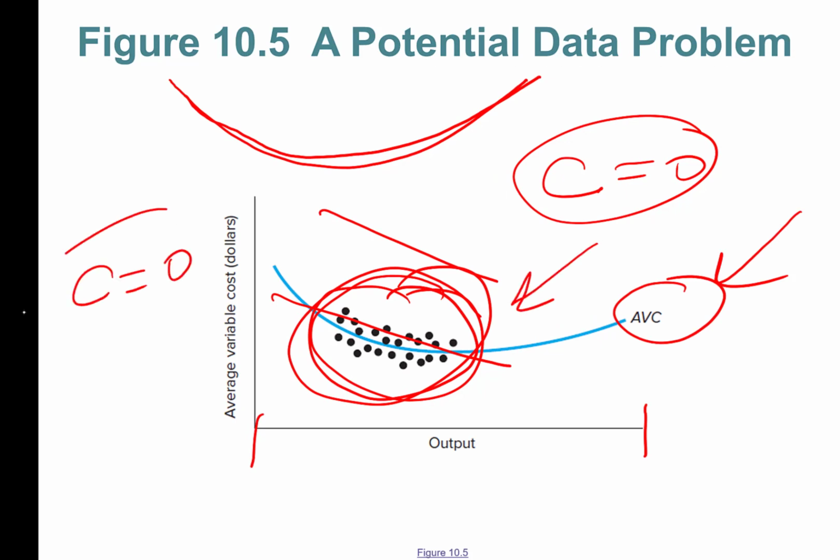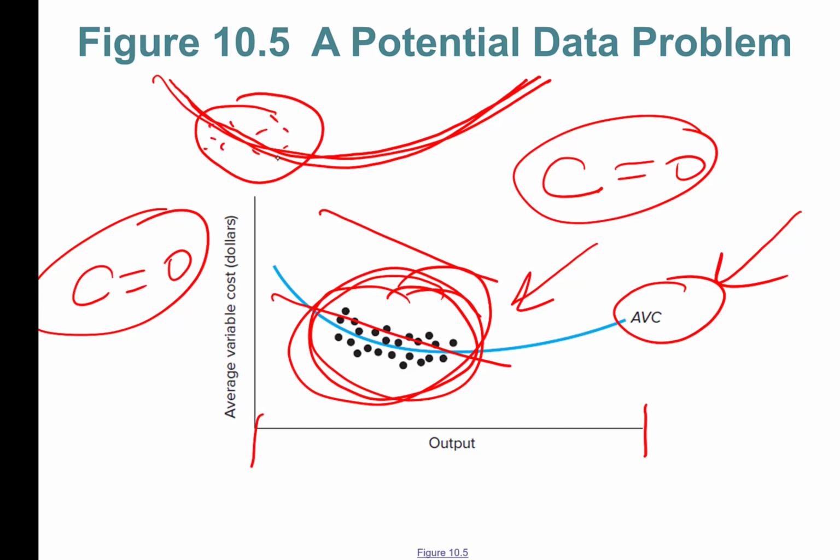C can be statistically insignificant, so you don't get this nice convex shape. Why does this happen? Because the data is bunched in here. You just observe this portion of your cost function. So try to observe it in different levels of output to actually really estimate the full shape of average variable cost. And this is it for chapter 10.